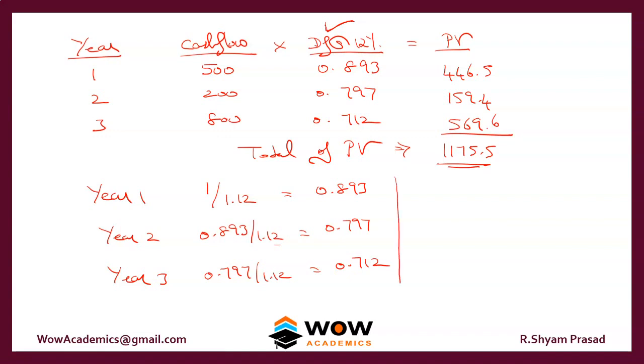Assume the same question, instead of giving you 12%, they give you something like 5%. Then how do you divide? If the question is giving 5%, you have to use it like this: 1 divided by 1.05. If they give you 10%, you divide by 1.1. If they give 12%, you keep dividing by 1.12. If they give you 20%, then start with 1 divided by 1.2. Okay, so you move in this order, you'll get the answers.